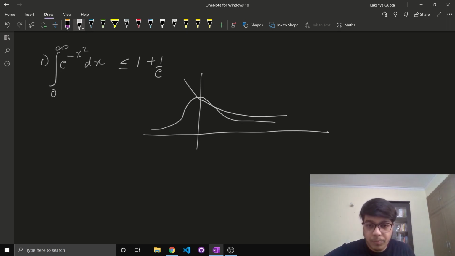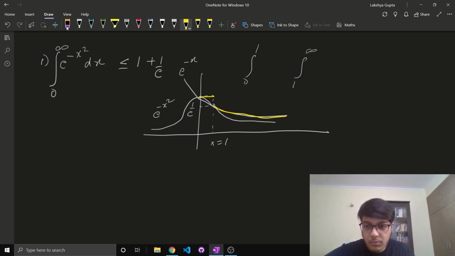This is e raised to -x square, e raised to -x. This is x equal to 1. This is 1 by e. Let's see. If we divide the integral in two parts, from 0 to 1 and 1 to infinity, then we will be easily able to solve this. So in 0 to 1, let's compare it with this line, and 1 to infinity, let's compare it with e raised to -x.